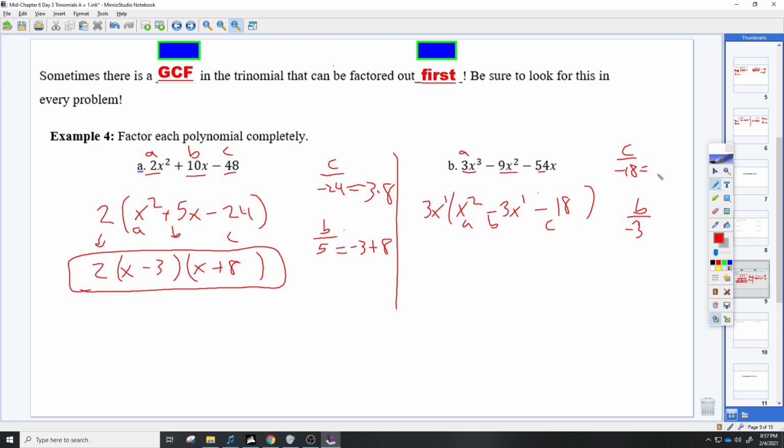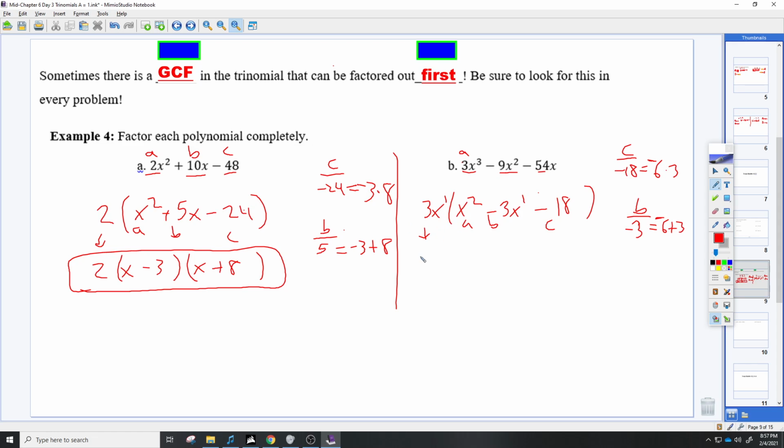Well, we have 9 and 2. That probably won't work. We have 6 and 3. That might work. So 6 times 3 and 6 plus 3. But one of these has to be negative. We're going to make the 6 negative to get a -3. So make a 6 negative here.